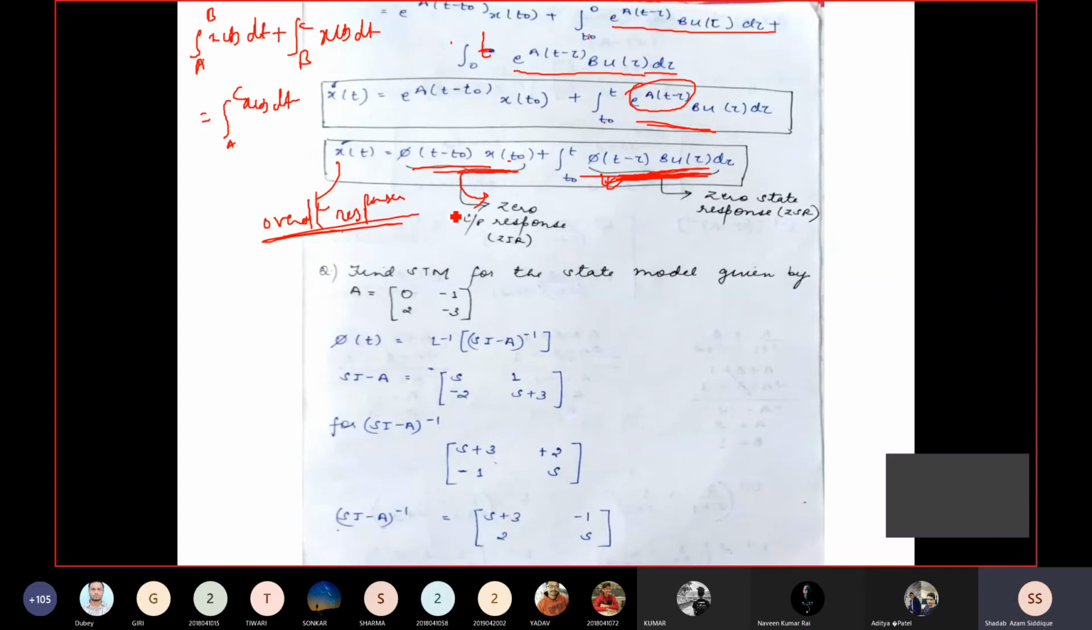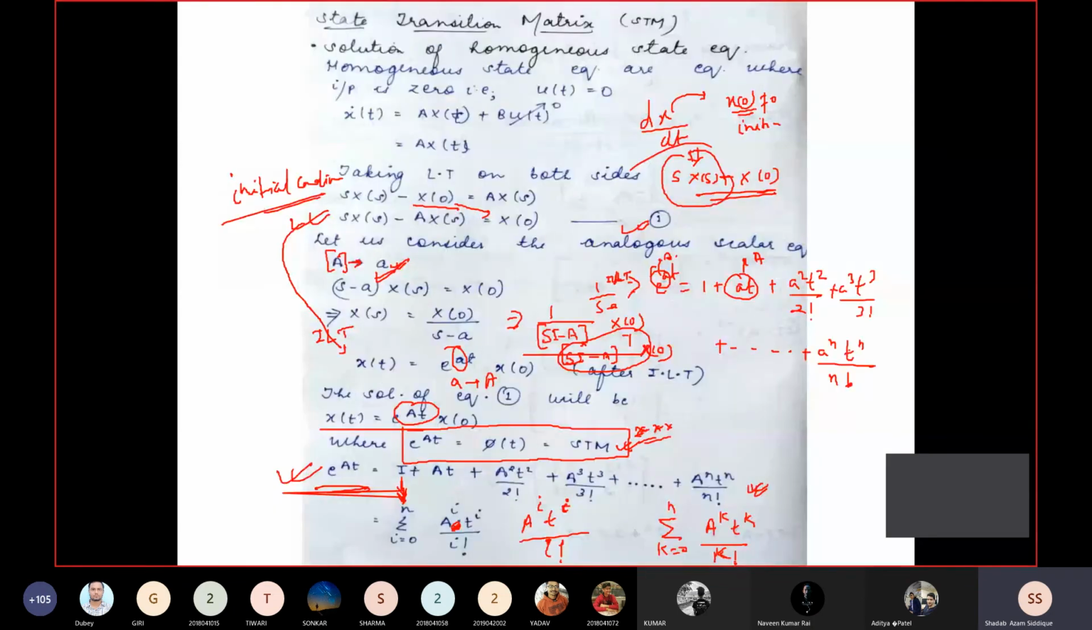Zero input response means you are not applying any input. In this term, it is independent of any input, so u of t is not there. Zero state response means independent of initial condition, there is no initial condition at all. So one is independent of initial condition, and the other is independent of input. If you add the zero input response and zero state response, you get the overall response, which is a combination of these two.